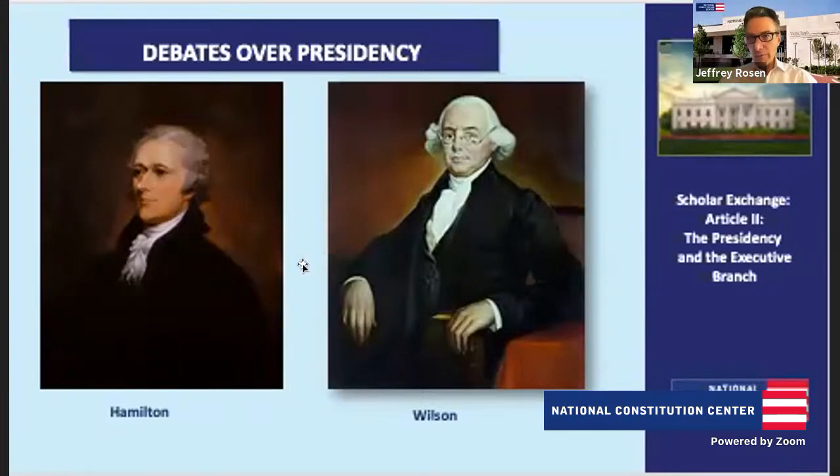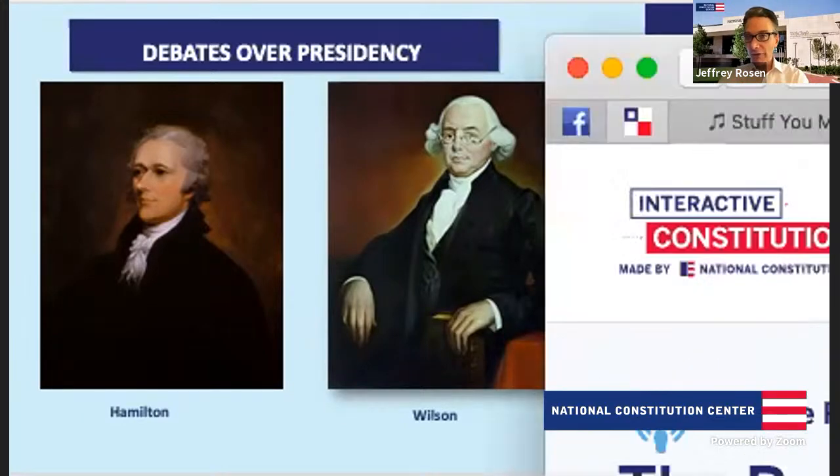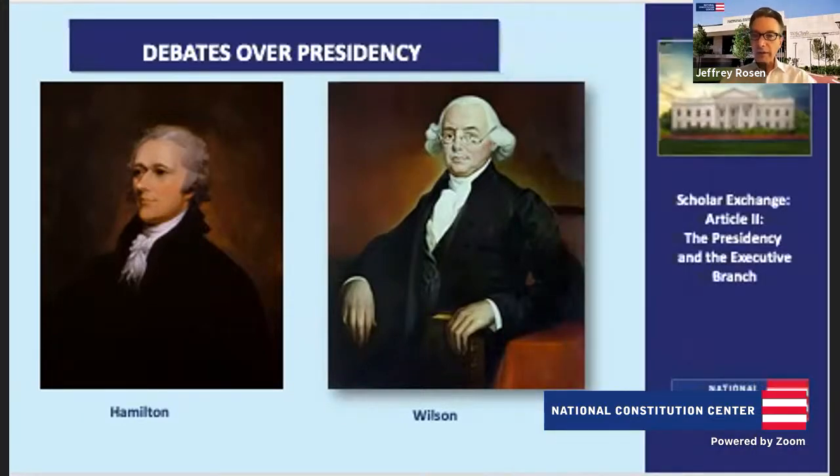Do you guys remember him from talking about the preamble and the fact that it was Wilson who came up with the idea that we, the people of the United States as a whole, have the sovereign power rather than we, the people of the individual states? So he really believes in popular sovereignty. And consistent with that belief, he proposed a president elected by the people.